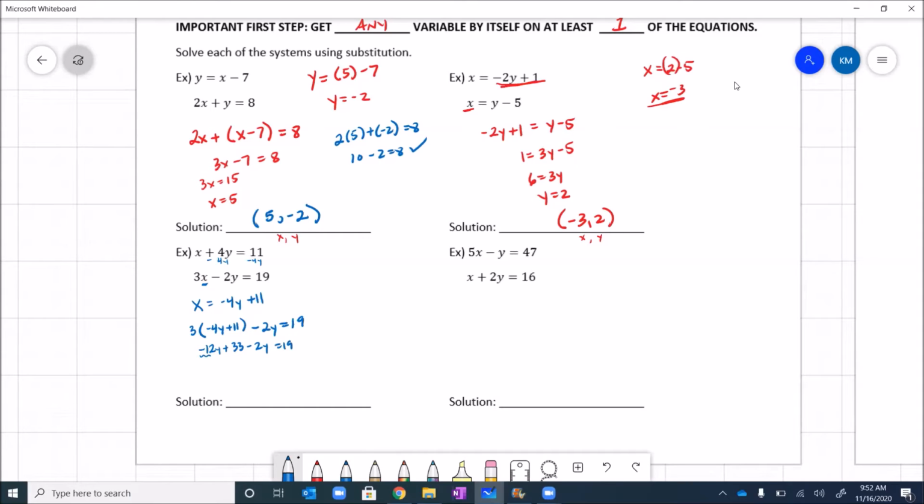Combine my like terms. These are on the same side, so I just combine them. That's -14y plus 33 equals 19. I subtract 33 from both sides, and that gives me -14y equals -14. Divide by -14, I find that y is 1.